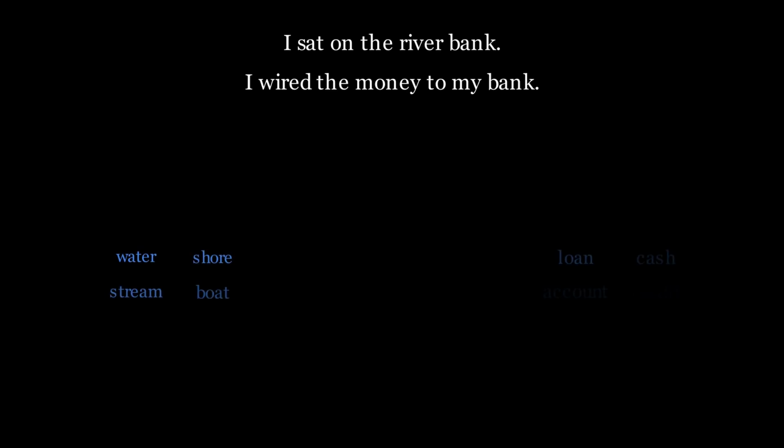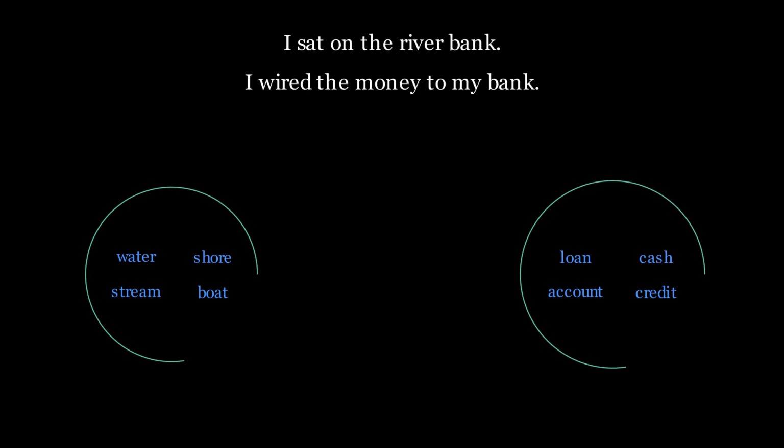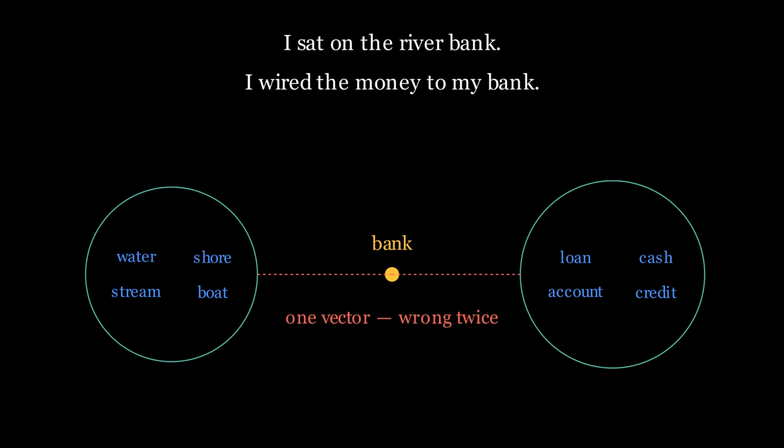Now everything so far has one serious flaw. We gave each word one vector, but consider, I sat on the riverbank, and I wired the money to my bank. Same 4 letters, 2 unrelated meanings, and a single vector has to be some hopeless average of both, a point stranded between rivers and finance, close to neither. This is exactly what modern language models fixed.